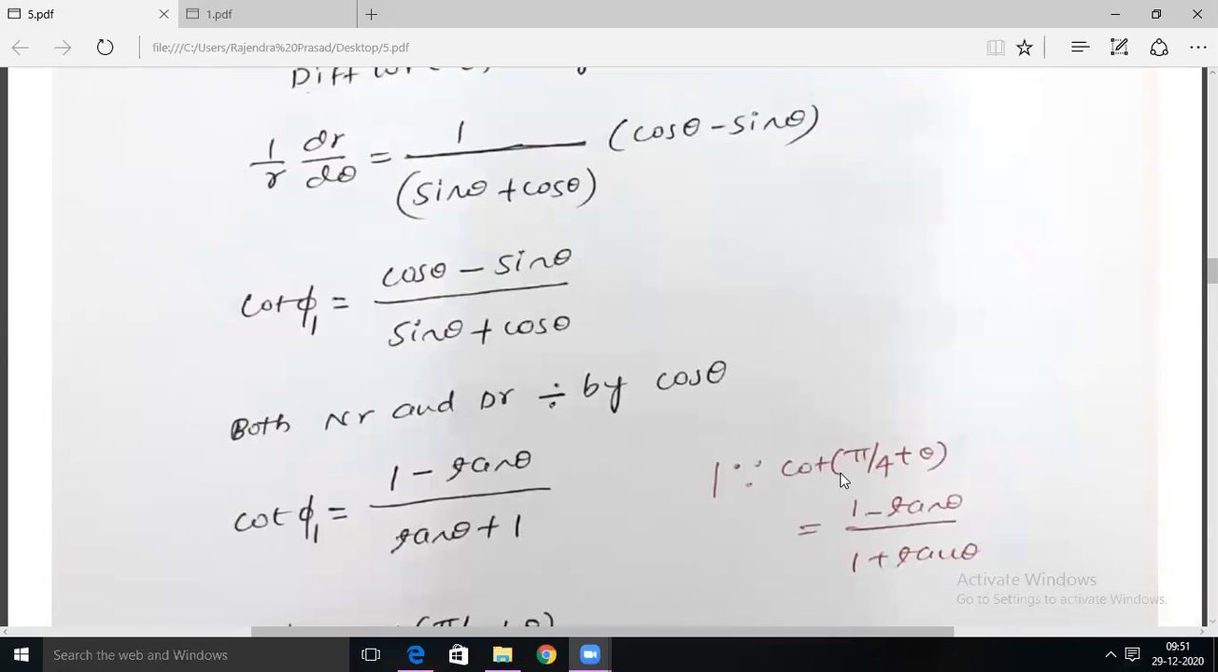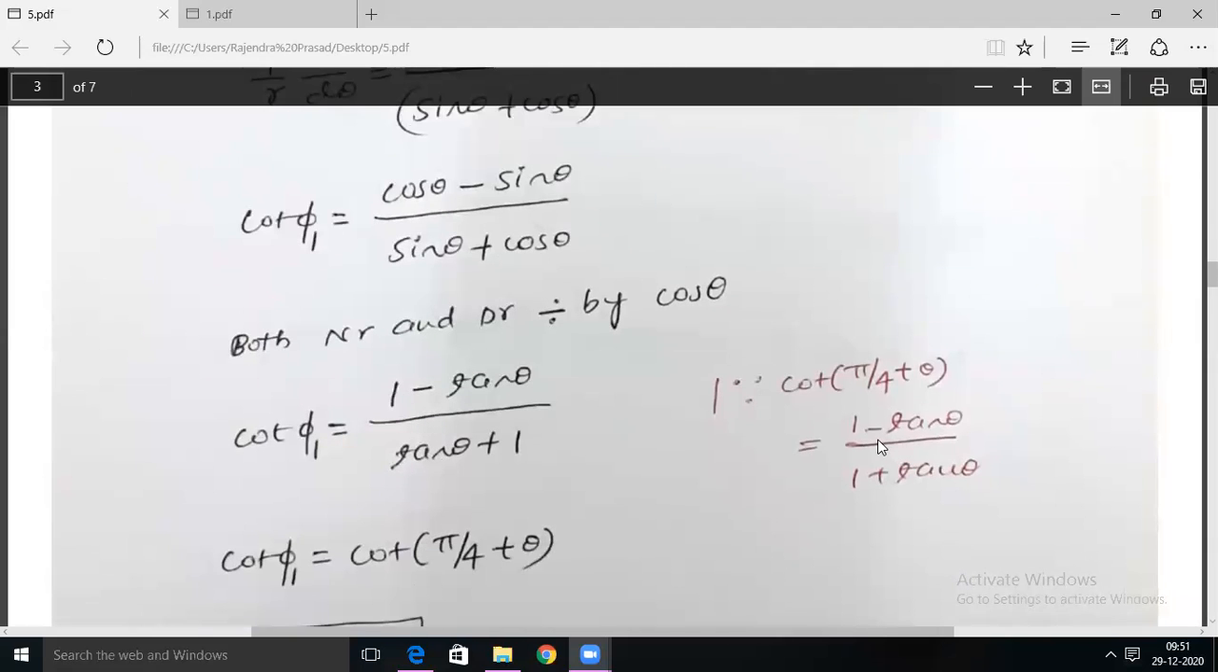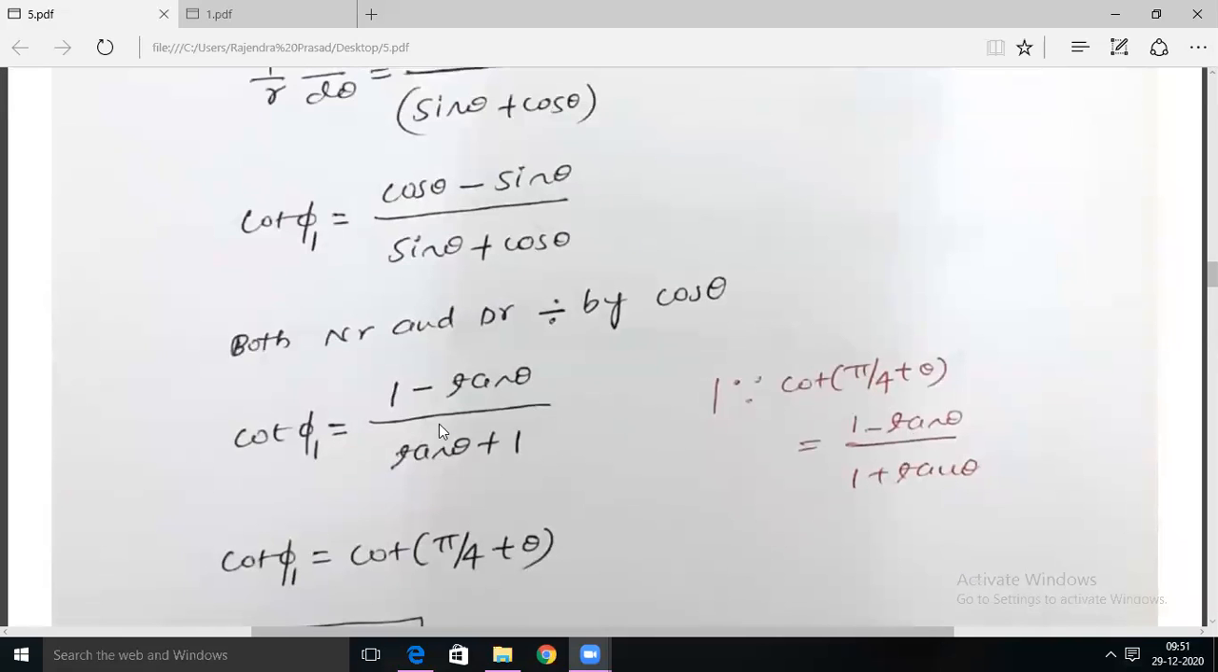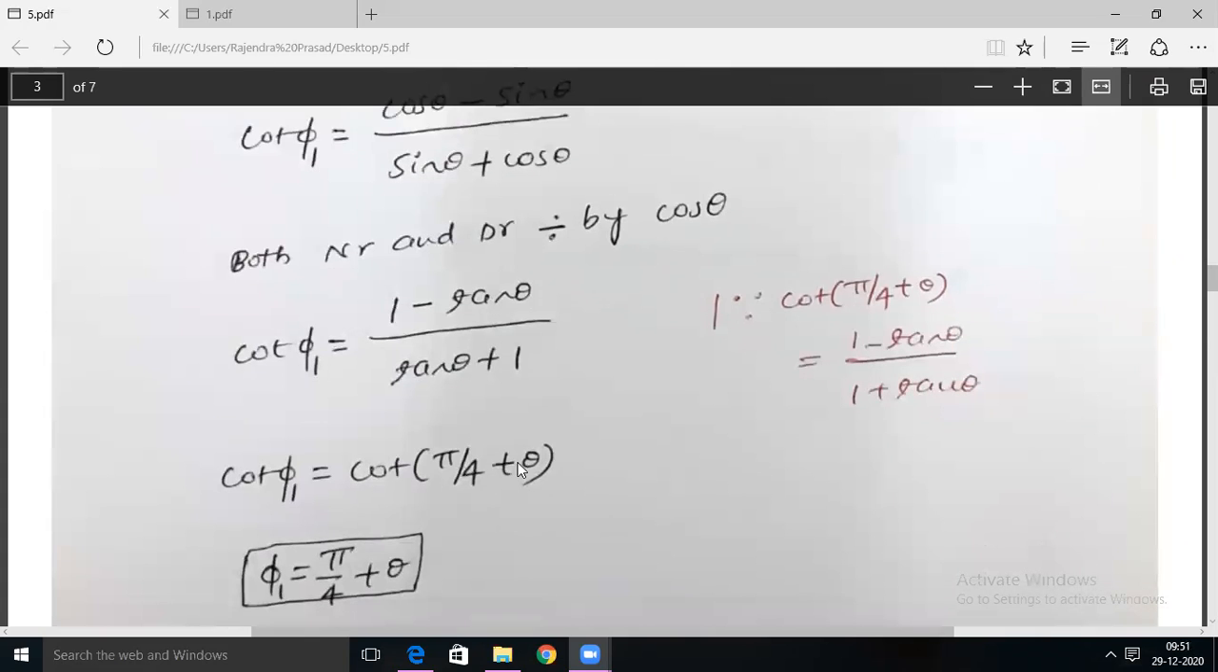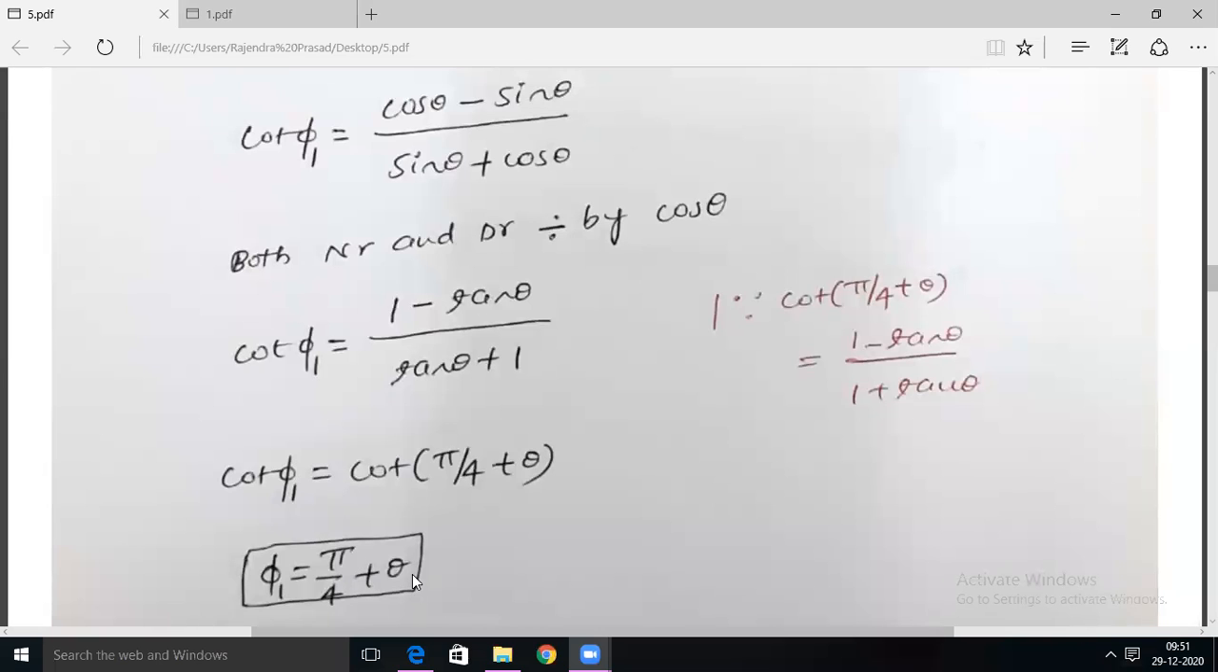We know that cot of pi/4 plus theta is equal to (1 minus tan theta) upon (1 plus tan theta). So this is of the form 1 minus tan theta upon 1 plus tan theta. In place of this we can write cot of pi/4 plus theta. Obviously we get phi 1 is equal to pi/4 plus theta. So observe carefully here, phi 1 is equal to pi/4 plus theta we get here. So the explicit formula, phi 1, we have got here, right.